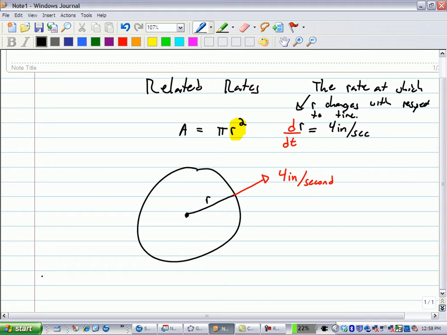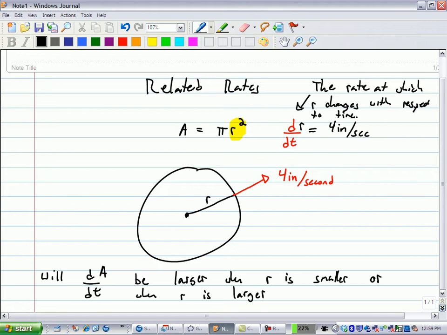Will the rate at which A changes, will the change in area with respect to time be larger when r is smaller or when r is larger? dA/dt, the rate at which area is changing with respect to time.